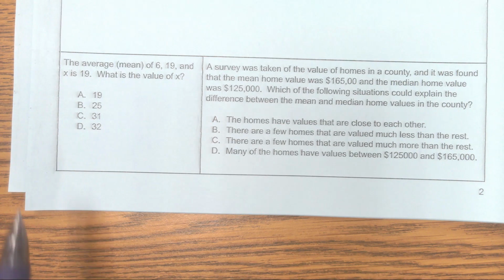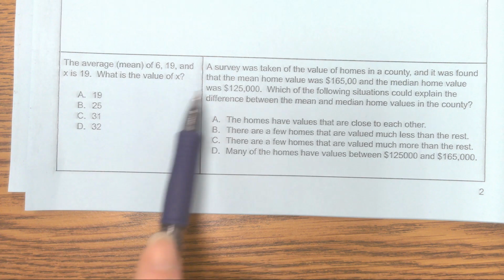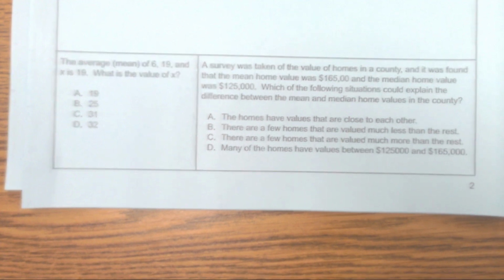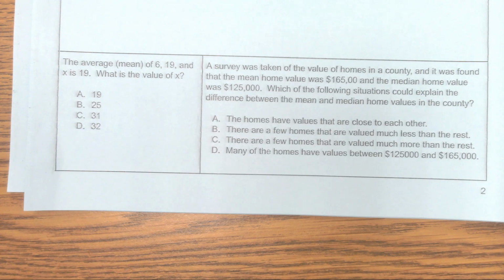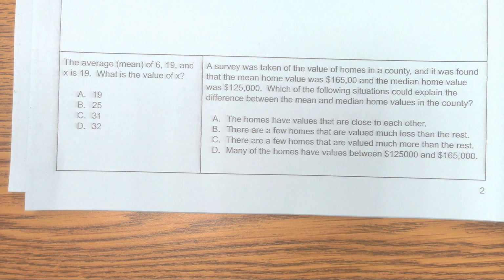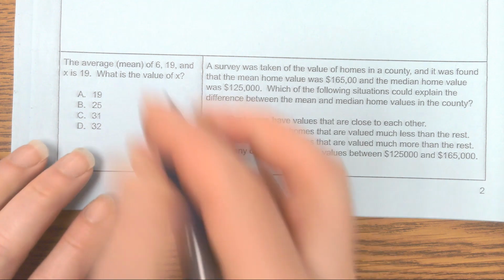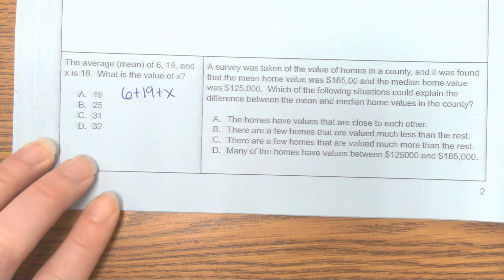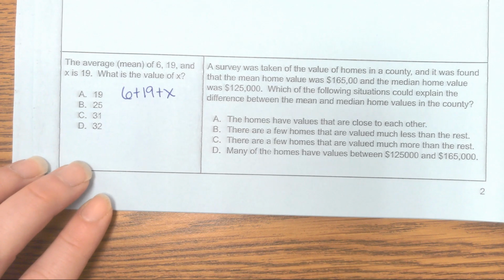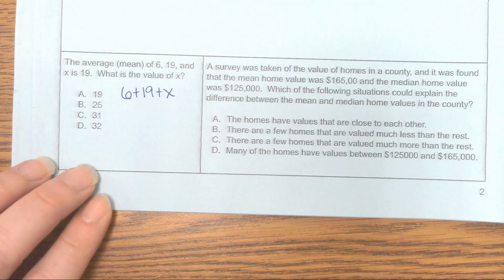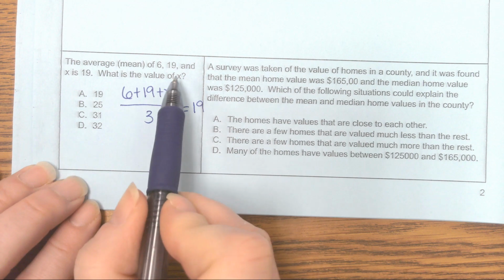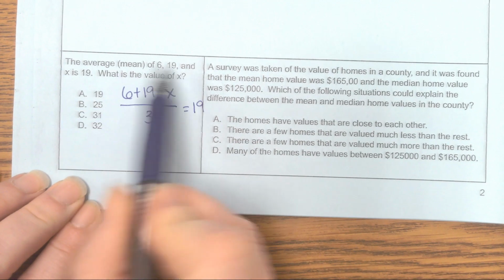The average or mean of 6, 19, and x is 19. What's the value of x? How do you do something when you know what the average is but you don't know what the value is? This is how you do this. We have 6 plus 19 and we don't know this other number, x. How many numbers are there? 3. So we're going to divide by 3. That equals 19. That's what it says here. The mean of 6 and 19 and x is 19.